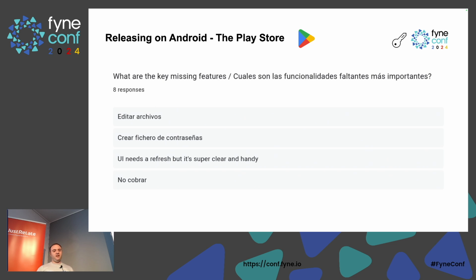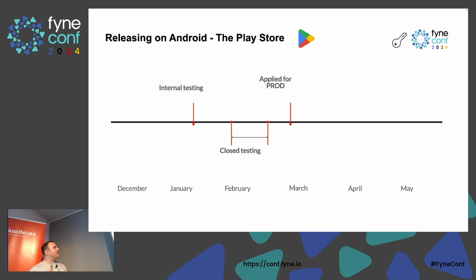They said something about the UI needing a refresh. I'm not sure if it was something about the version of Fyne that I was using at the time, but it looked a little bit blurry on Android. It seems to look better now. And the last one says there in Spanish that I wasn't charging and that I should charge for the app. Yeah, it's not the spirit, it's an open source one and I'm not planning to make money with this.